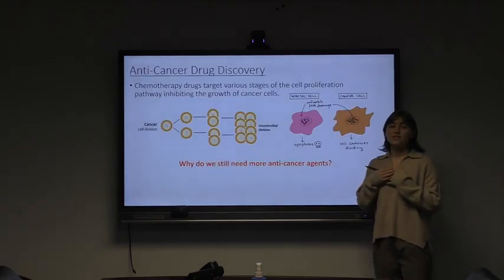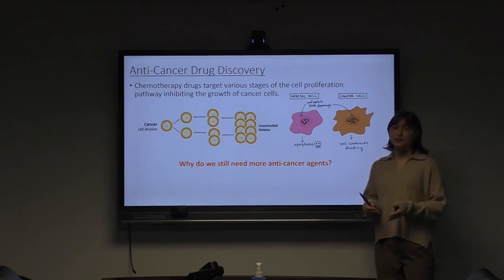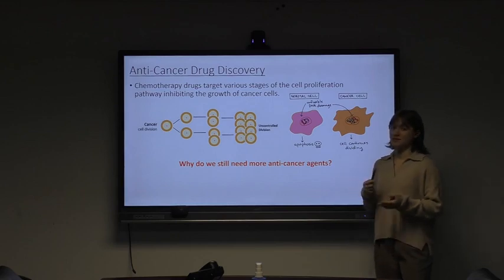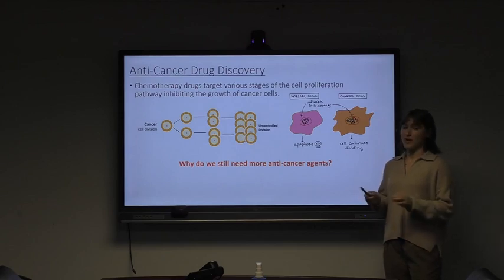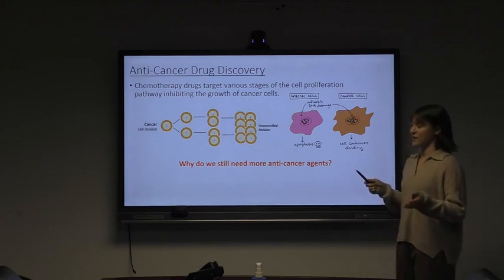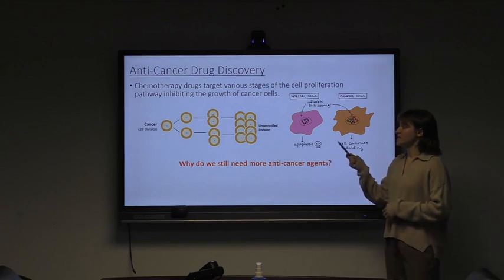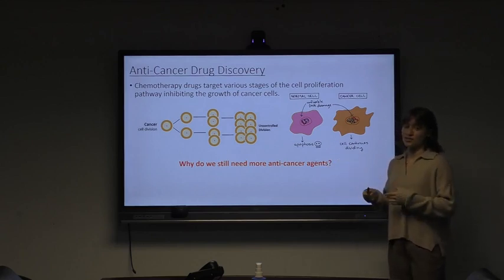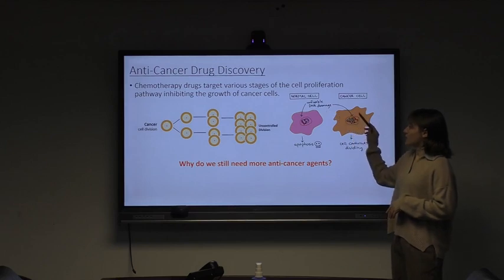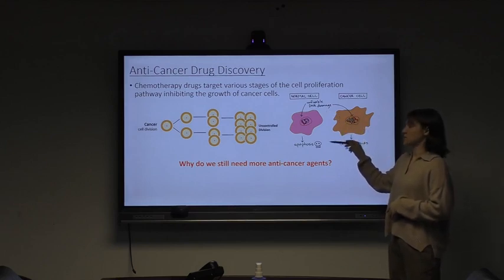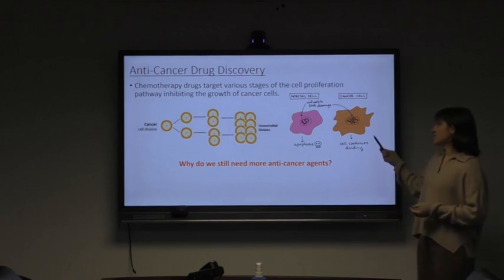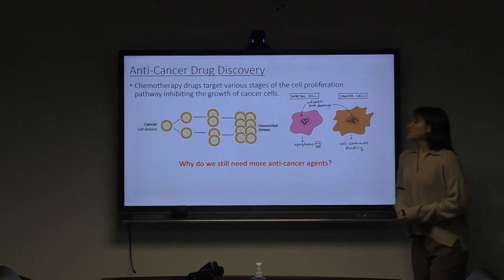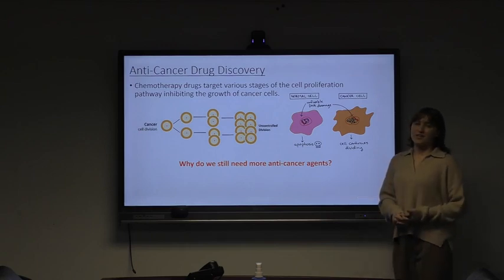So our research is going to focus on anti-cancer drug development, where we are going to investigate anti-cancer activity in newly synthesized compounds. Chemotherapy drugs target various stages of the cell proliferation pathway, inhibiting the growth of cancer cells. Cancer is a disease caused by uncontrolled cell division. When a normal cell undergoes DNA damage, it's going to undergo programmed cell death, or apoptosis, while a cancer cell will continuously divide. So why do we need more anti-cancer agents?